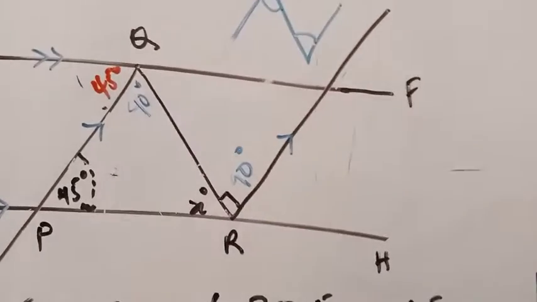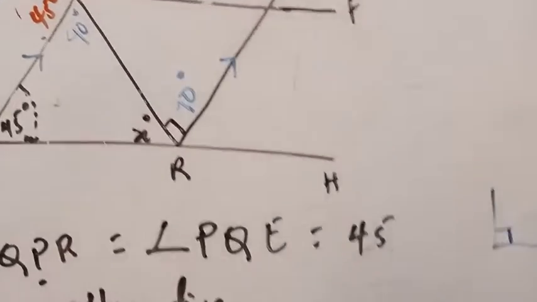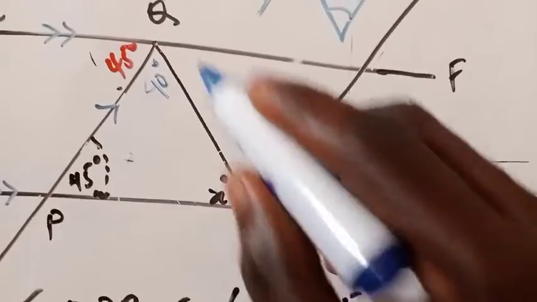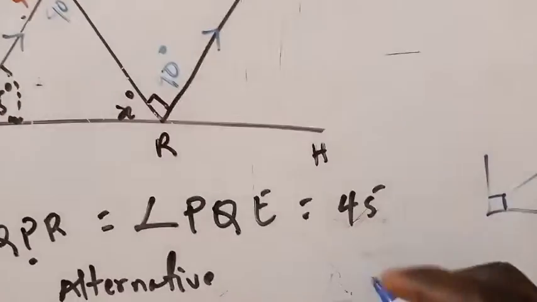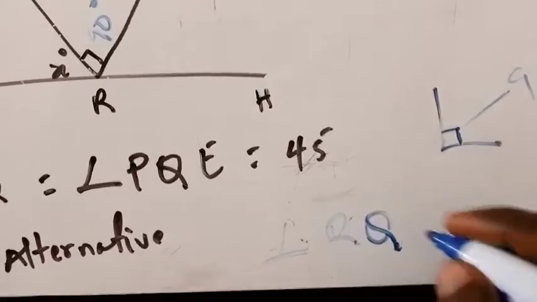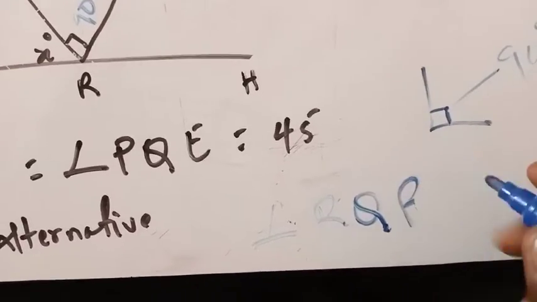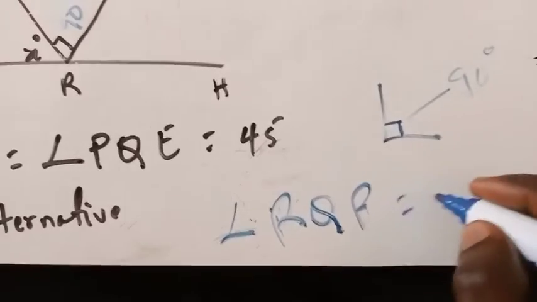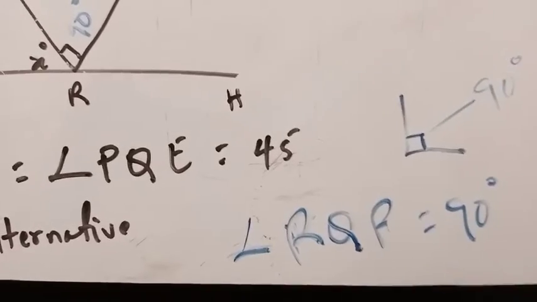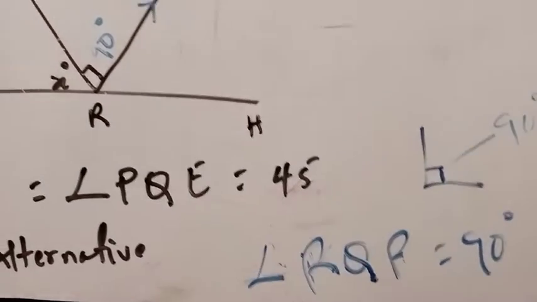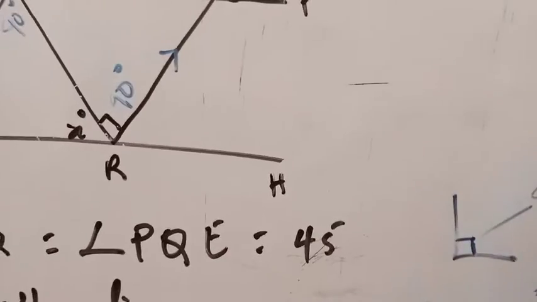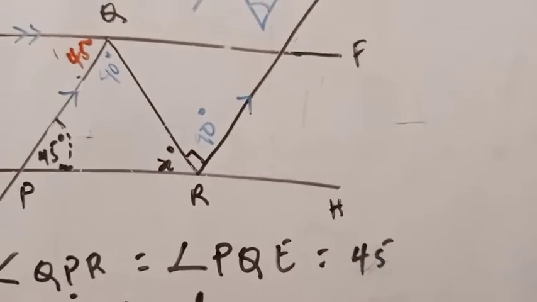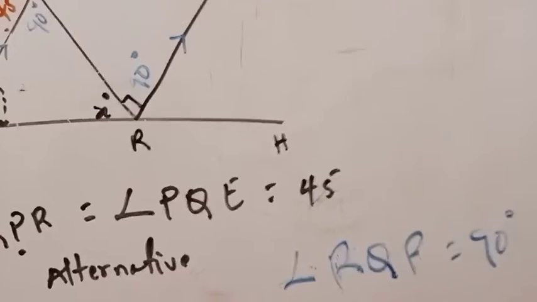Perfect. Now we arrive at our point. That tells me that the angle RQP, so R, then Q, then P, is equal to 90 degrees, right? So this is very simple and straightforward. Once you have this property, then you are free to go.